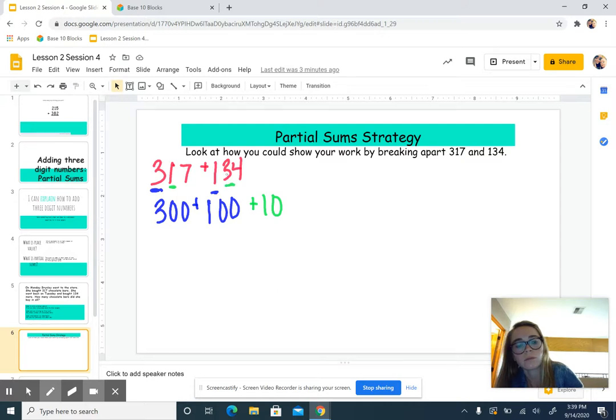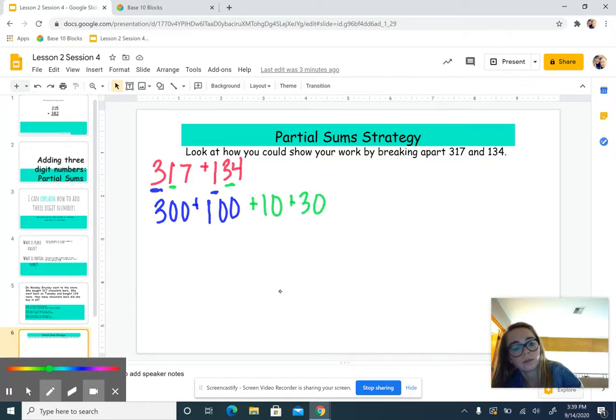What's the place value of the 3? That's right, we have 3 tens, which is 30. Now this one I know you can all do. What is the value of the 7? That's right, 7 ones, and the value of the 4 is 4 ones.